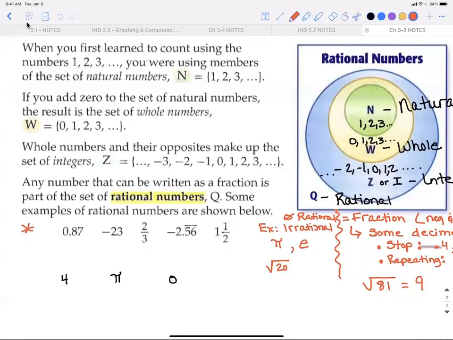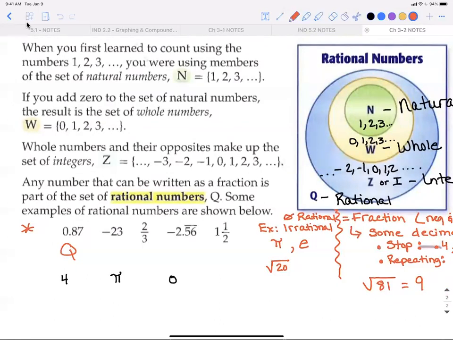Colton, where does it fit? 0.87. It's not natural, so it can't start in there. It's not whole. It's not an integer, but it's a decimal that stops. So where does it land? Yeah, and you just put a Q, right? It lands in the rational. Okay, it's not natural, it's not whole, it's not an integer, but it is a rational number.